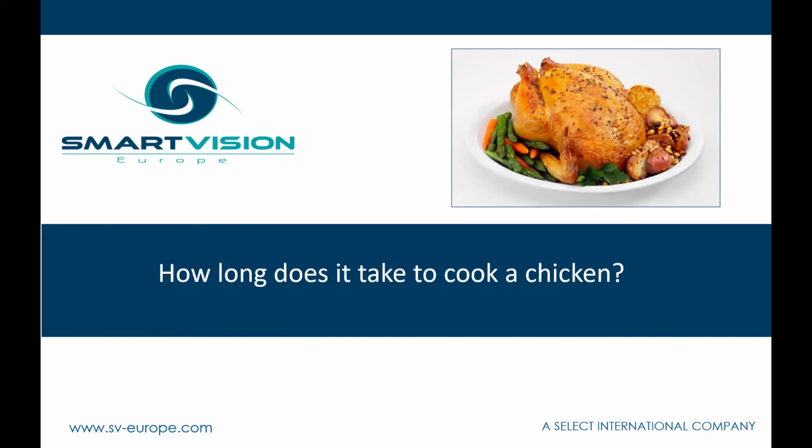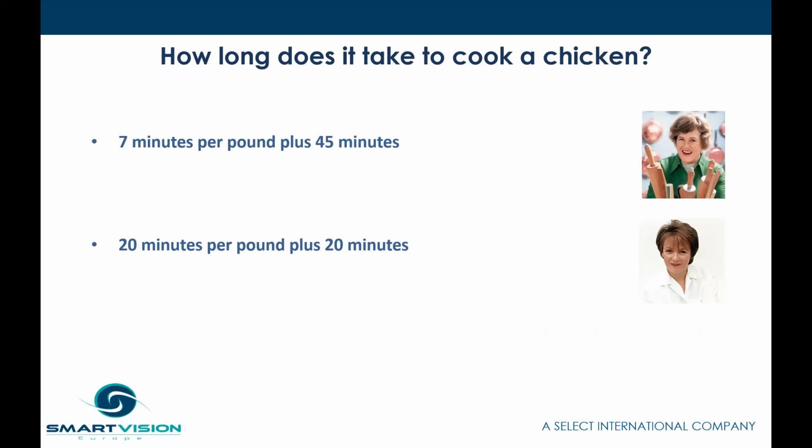Well, the simple answer to that is to ask yourself how long it takes to cook a chicken. Okay, so think about that simple question, how long does it take to cook a chicken? And you look it up in a recipe book, you'll often find that there are certain rules of thumb that people apply. So, for example, Julia Child says the rule of thumb is 7 minutes per pound plus 45 minutes added on. Whereas Delia Smith says 20 minutes per pound plus 20 minutes added on.